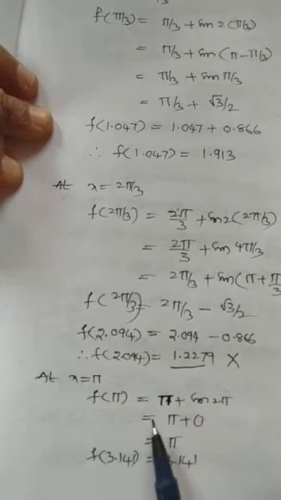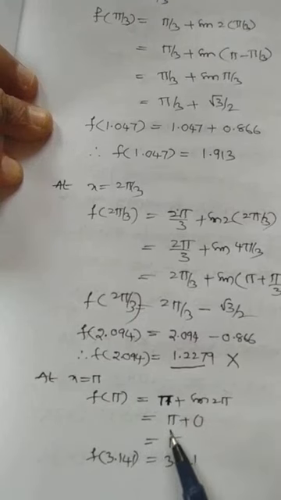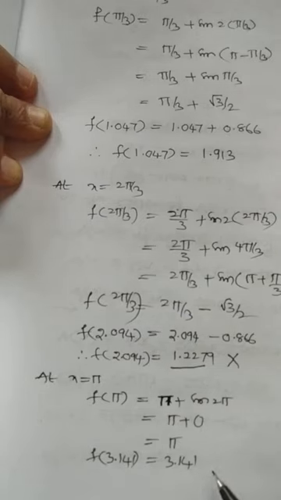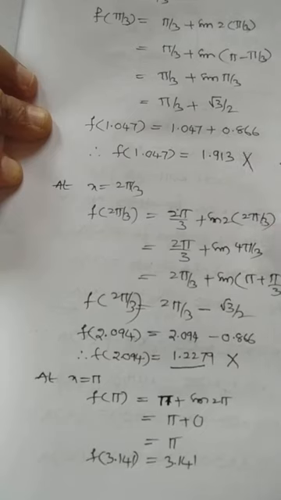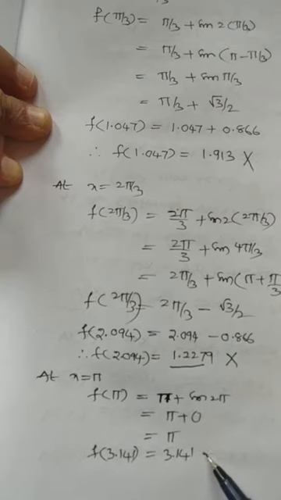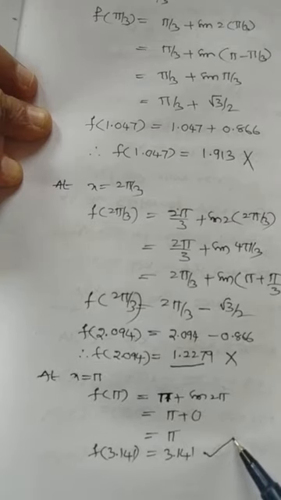f of pi is equal to pi plus sine 2 pi. Pi plus sine 2 pi, the value is pi, since sine 2 pi is 0. So f of 3.141 is 3.141. It is the maximum when comparing with the maximum value at the stationary level. So it can't be the absolute maximum, it is the local maximum, and this is the absolute maximum for the given function.